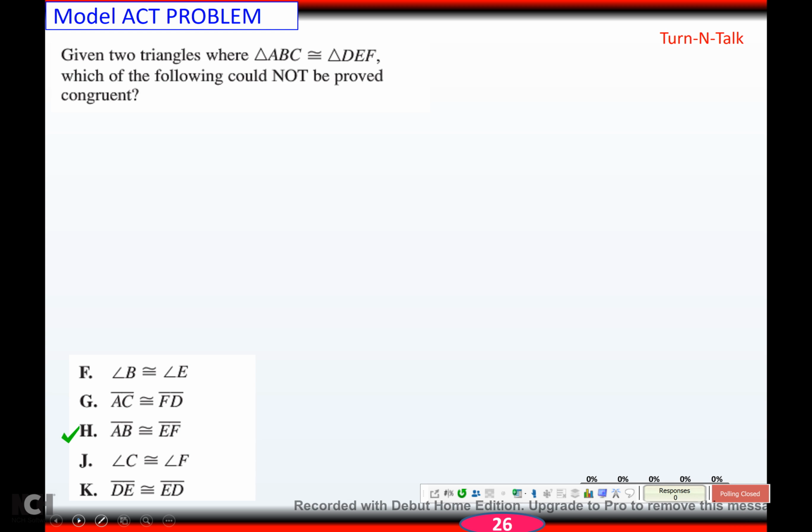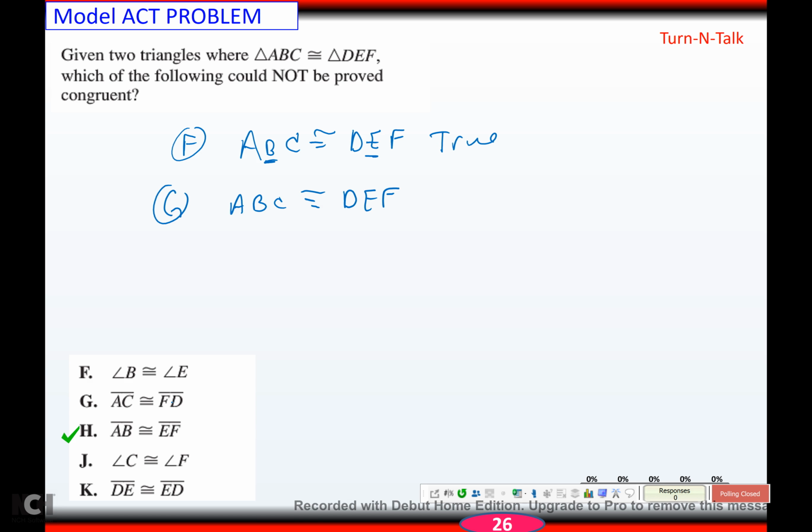And hopefully you got H. It says, given two triangles where ABC is congruent to DEF, which of the following could not be proved congruent? Well, F says that B is congruent to E. Well, I can prove that they're in the same position. G says AC congruent to FD. Well, that's first to third, first to third. No. F to D would be third to first.